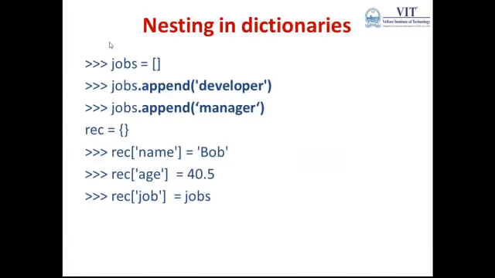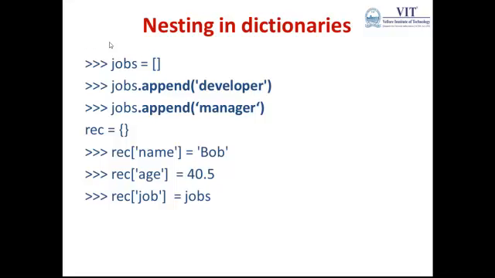You can go for nesting it. We'll see how this happens now. Look at the first 3 statements in this PPT. I have an empty list, followed by appending 2 items. My item 1 in the list is developer and another item is manager. The first 3 statements are list statements. I am adding all the list items by appending. Currently, my list name is jobs, which consists of 2 items, developer and manager.